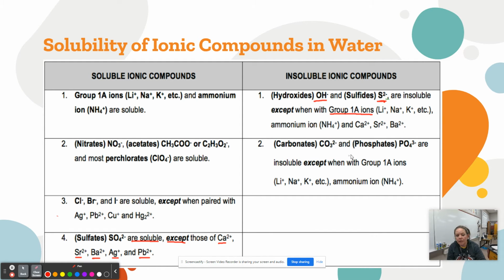Other insoluble ionic compounds are carbonates, another polyatomic, CO3 2-, and phosphates, PO4 3-, except when they're also with our group 1 ions and ammonium. Okay, so hopefully you are able to read your chart.